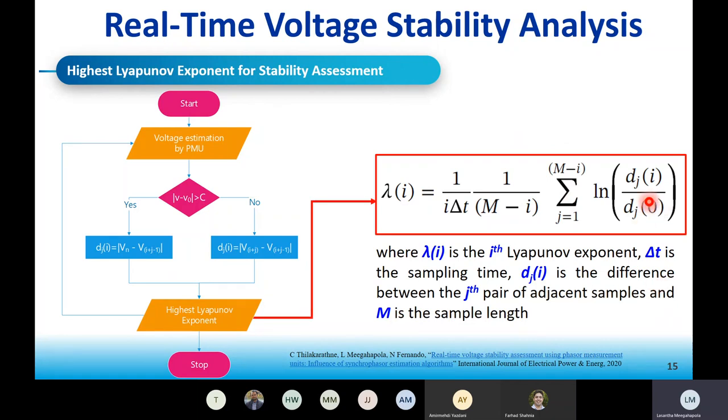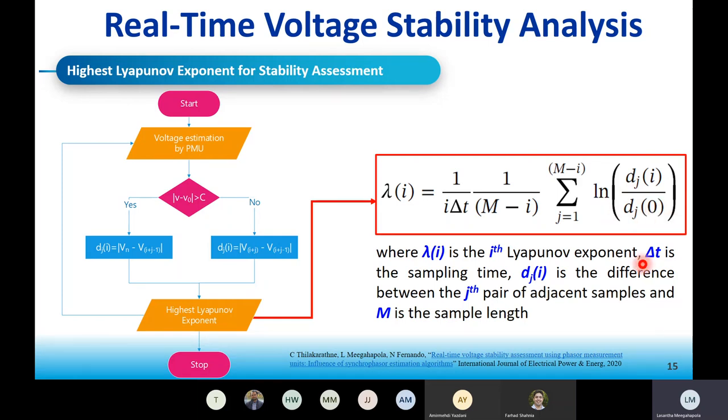Again, we have improved this standard Lyapunov exponent algorithm, which is given in this formula. One discrepancy we found in the standard algorithm was this initial condition defined here. This DJ0 is the initial voltage difference between two adjacent samples, and it is in the denominator, compared with every sample feeding into the voltage stability algorithm. If this DJ component is greater than this one, it will trigger an instability condition. But the problem is this initial denominator component, because it could trigger some false alarms.